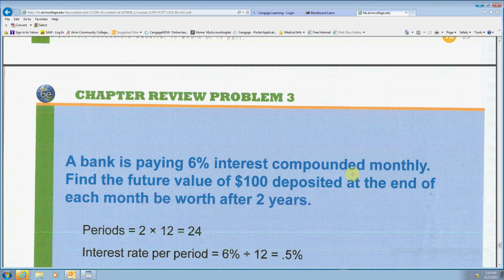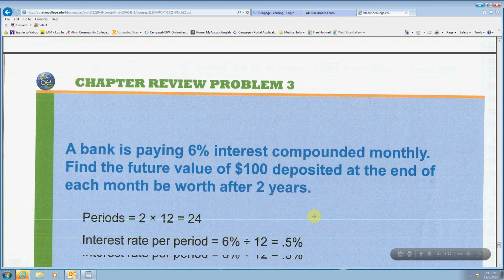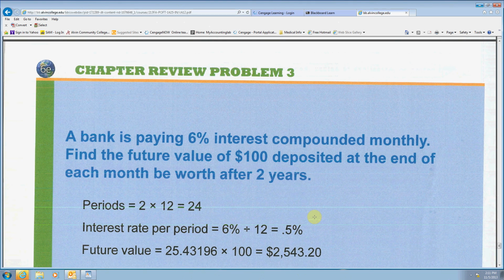It's monthly, and it's 2 years, so it'd be a total of 24 months, 24 pay periods. They got these out of order. Normally you do our interest first. It's 6%, and it's being paid 12 times during a year, so it's 0.5%. You find where the 0.5% and 24 intersect, and we come up with 25.43196 times our $100 payment, $2,543.20. Here's what it will grow to.